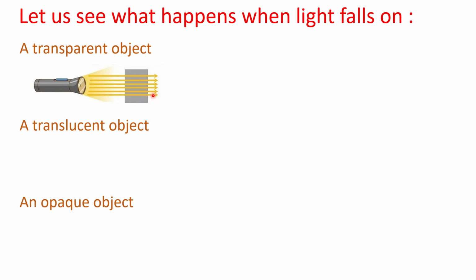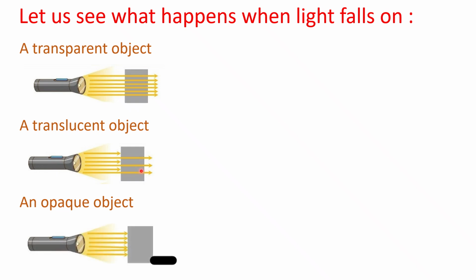Next, when light falls on a translucent object, some light gets partially reflected. As you can see here, when all the light rays fall on the translucent object, not all the rays get reflected, only a few. They pass partially, or some get partially reflected. And finally, when light falls on an opaque object, no light gets reflected but a shadow is formed. So this is what happens when light falls on these three objects. I hope this is clear.